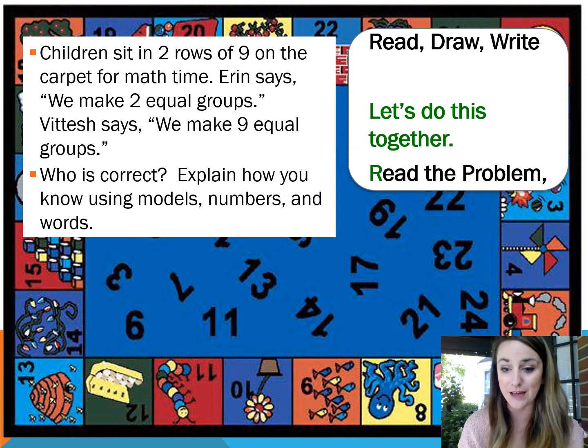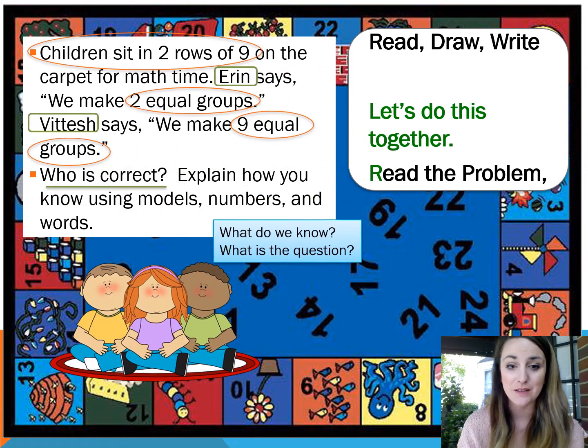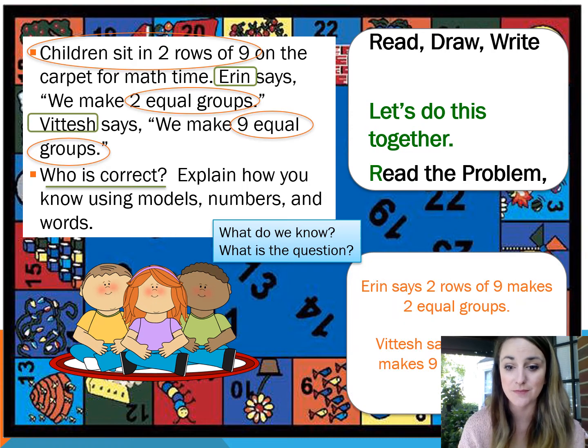Now let's do this together. We read the problem. Now what do we know? We know that children sit in 2 rows of 9. We know Aaron said that we make 2 equal groups. We know that Vish said that we make 9 equal groups. The question is, who is correct? Aaron or Vish? Aaron says 2 rows of 9 makes 2 equal groups. Vish says 2 rows of 9 makes 9 equal groups.